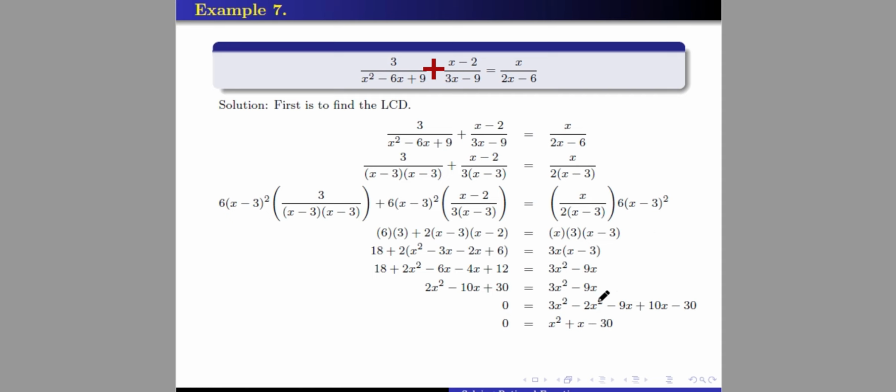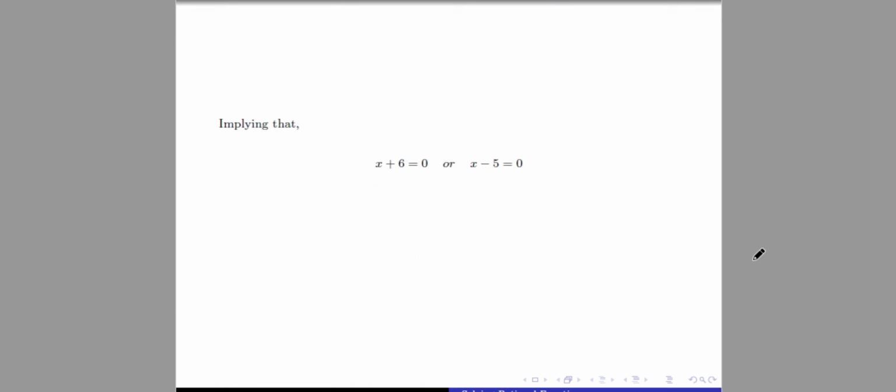Next, 3x squared minus 2x squared is 1x squared. Okay. Negative 9x plus 10x is positive 1x, or positive x. And then just copy minus 30. And we can factor this. The factors are x plus 6 and x minus 5, implying that x is equal to negative 6 and x is equal to 5. But again, we need to check.